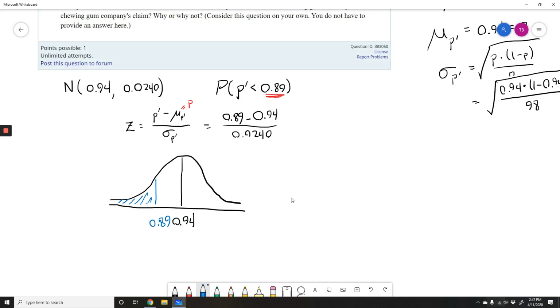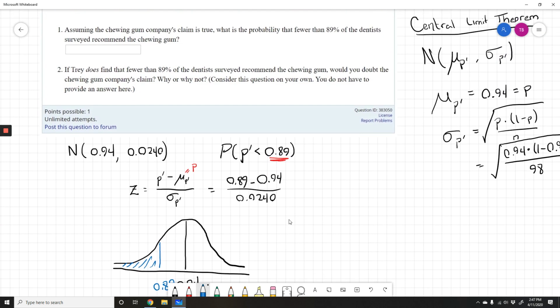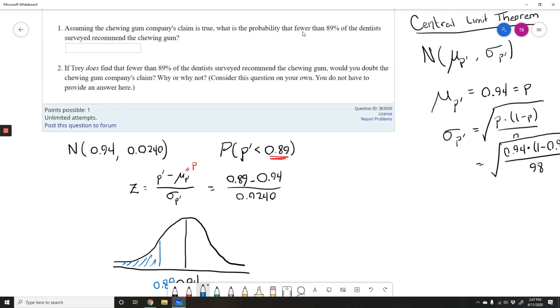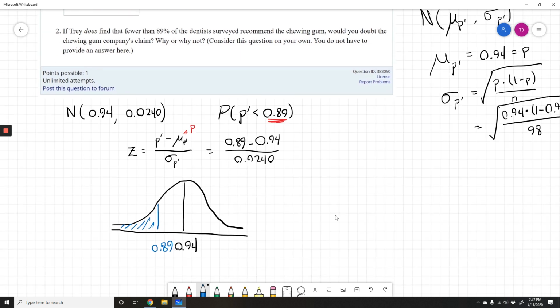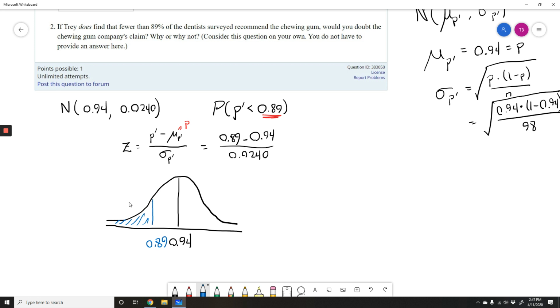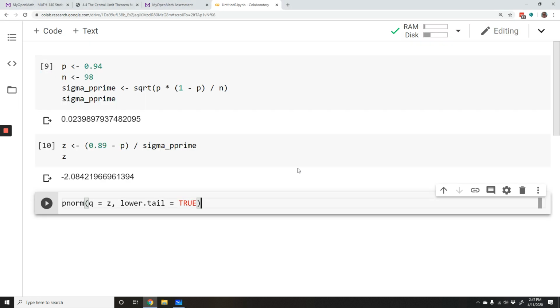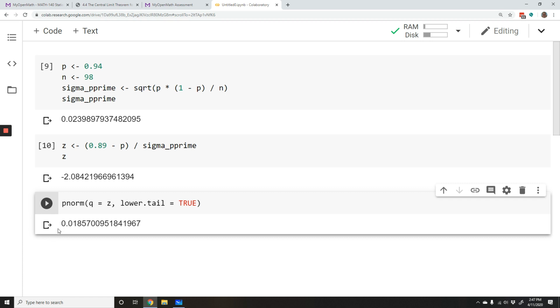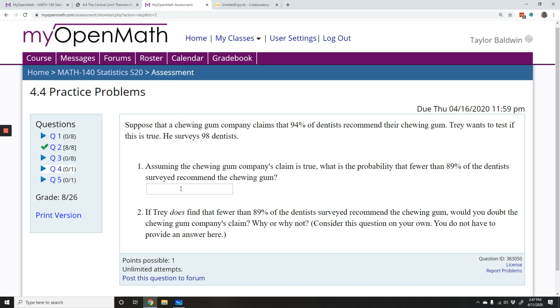Lower tail is going to be true, right? Because we want to find the probability that we get fewer than 89%. We could see right here that our lower tail is shaded. So let's run that. There we have it. That is our probability. Okay, so let's copy and paste that in. Notice we don't have anything to submit for step 2.